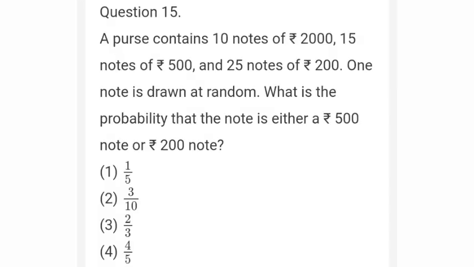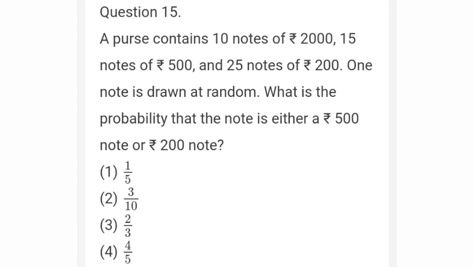A purse contains 10 notes of rupees 2000, 15 notes of rupees 500 and 25 notes of rupees 200. One note is drawn at random. What is the probability that the note is either a 500 note or a 200 note? Okay. Option 1 is 1 by 5, option 2 is 3 by 10, option 3 is 2 by 3, option 4 is 4 by 3. Here n of s equal to 10 plus 15 plus 25, that is 50 notes.